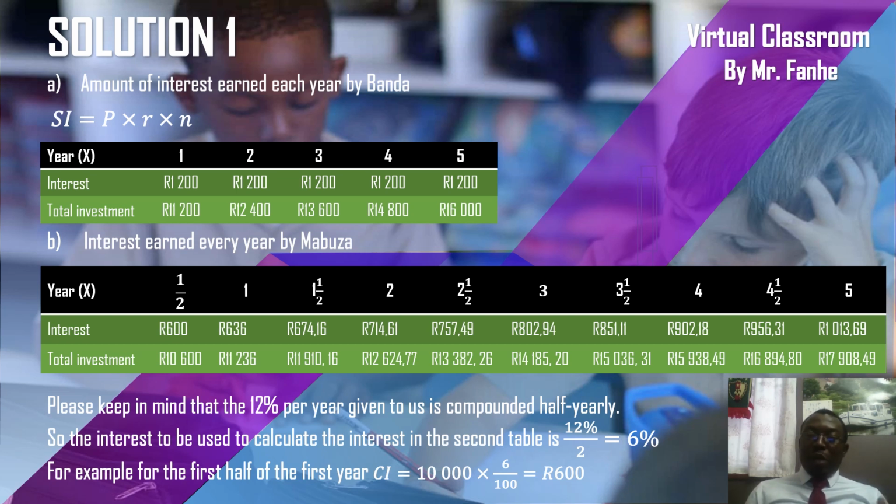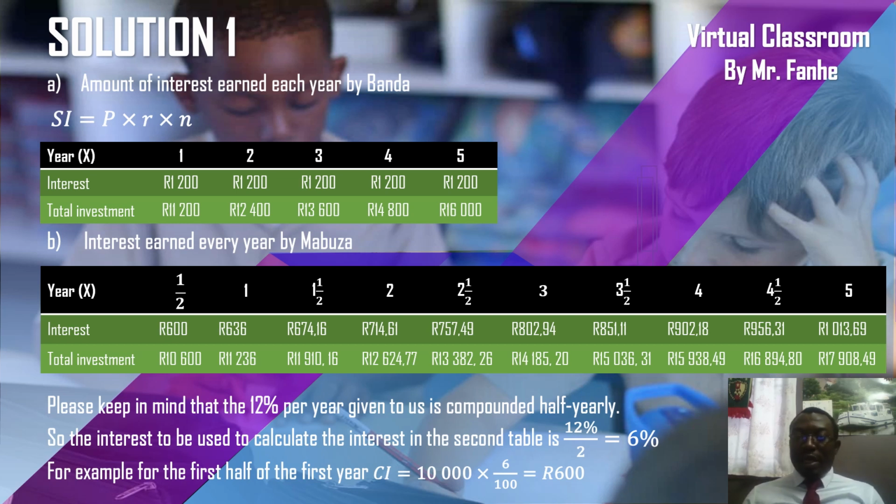And we will add that to the initial investment, which is 10,000. Then we get the total investment for the first half of the first year, which is 10,600. This 10,600 will now become our principal for the second half of the first year. So there we have 10,600 times 6 over 100. Then we get 636 as our interest, and then we add it now to 10,600. We get 11,236 as our total investment after the first year.